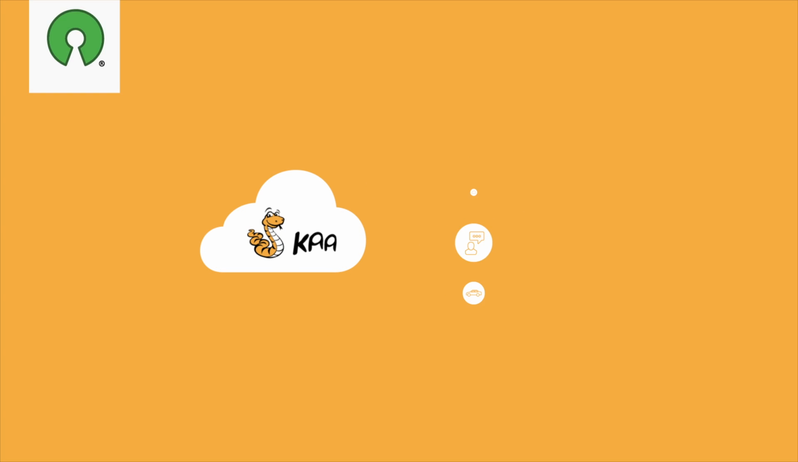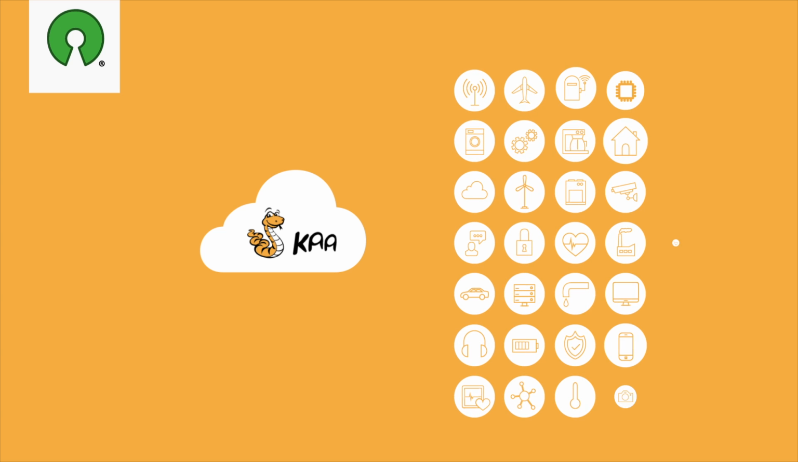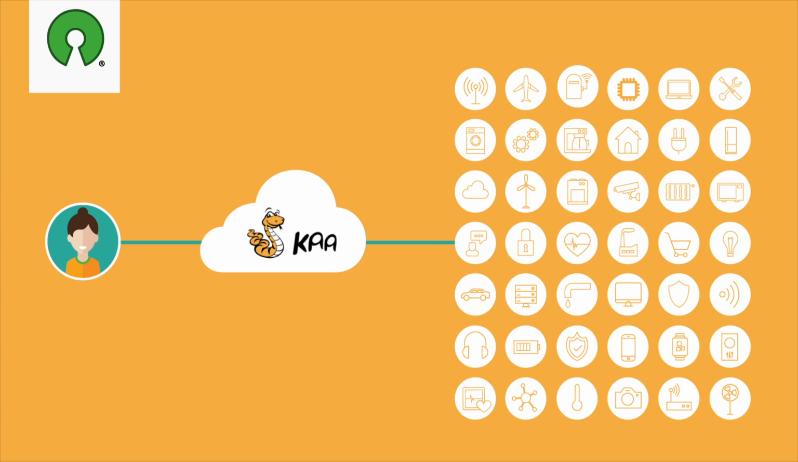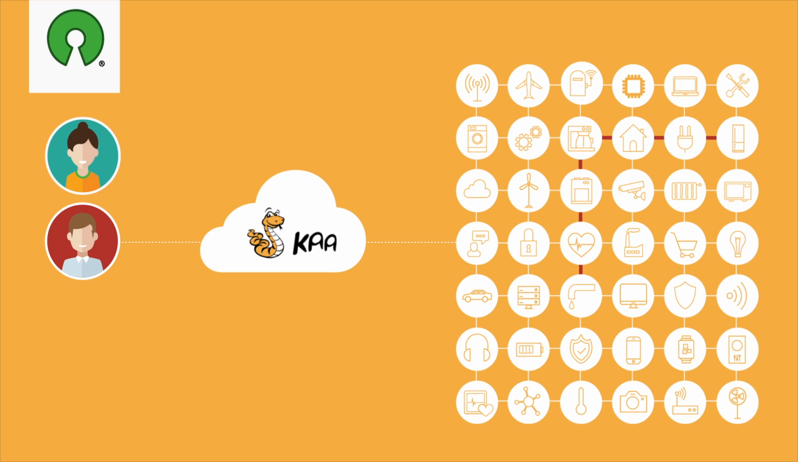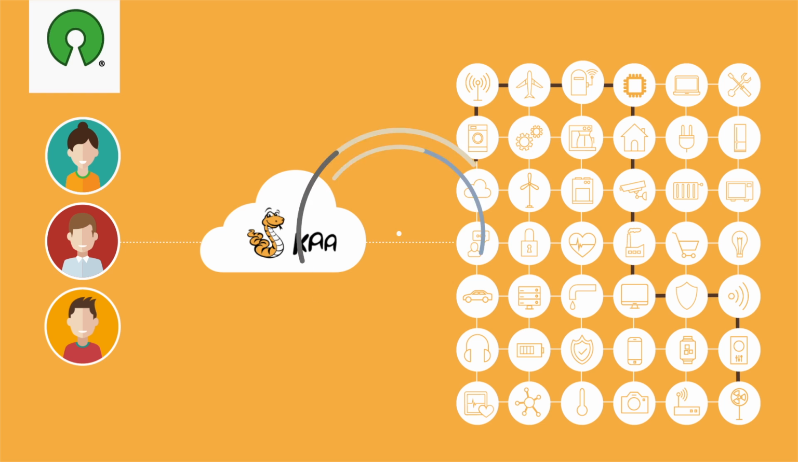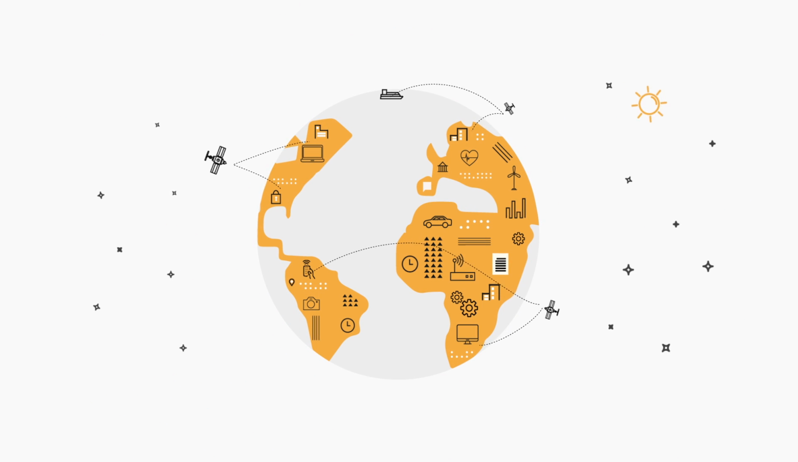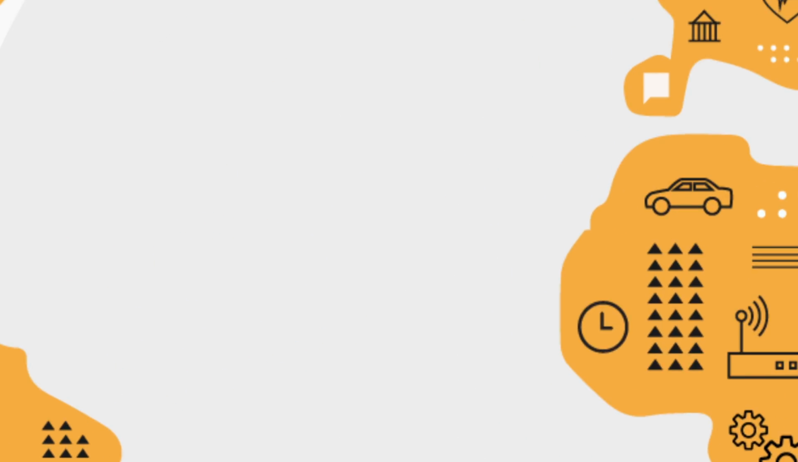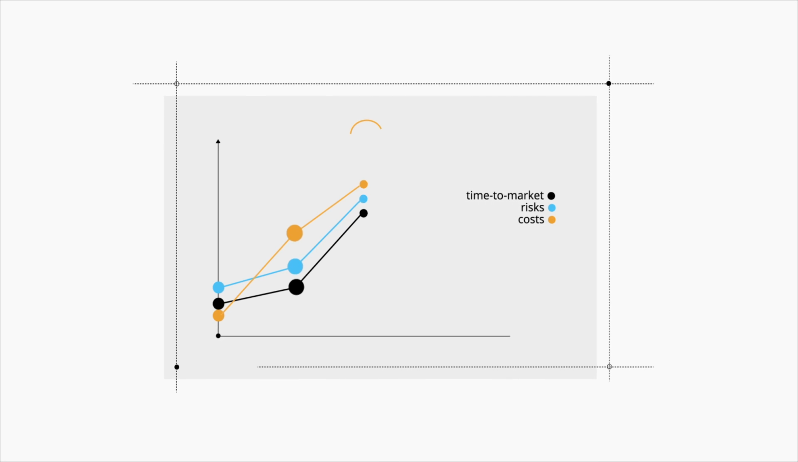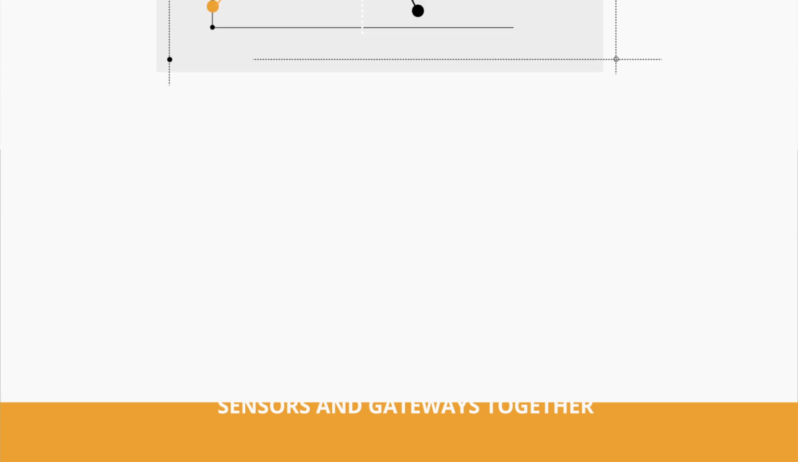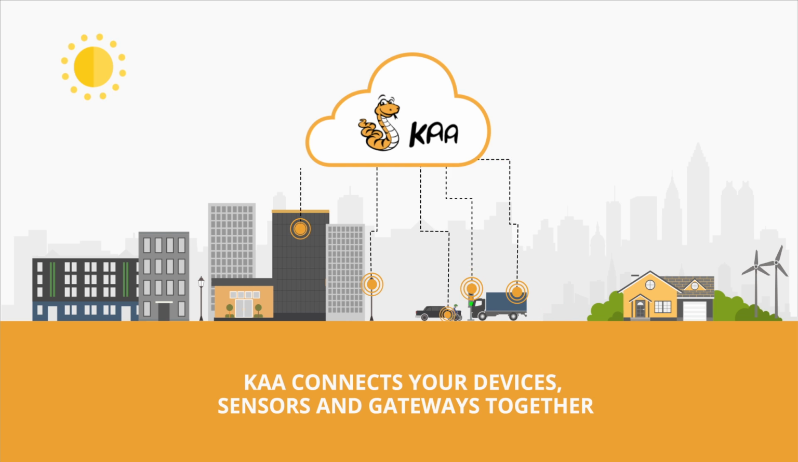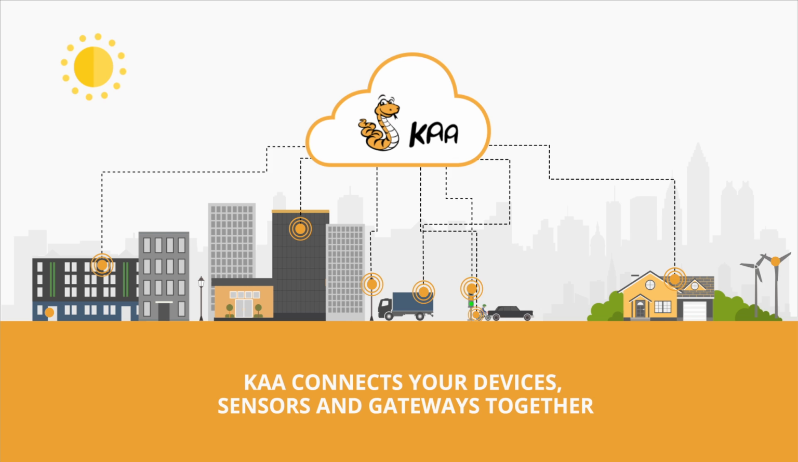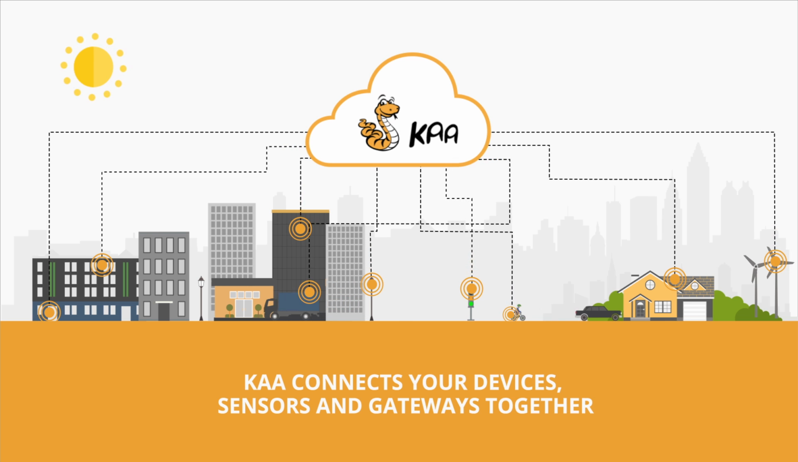Kaa is a 100% open source middleware platform for developing and managing complete end-to-end IoT solutions, connected applications, and smart products. Kaa provides a feature-rich toolkit for IoT product development and dramatically reduces associated costs, risks, and time to market. Kaa connects your devices, sensors, and gateways together through the IoT cloud and enables real-time secure data exchange between them.